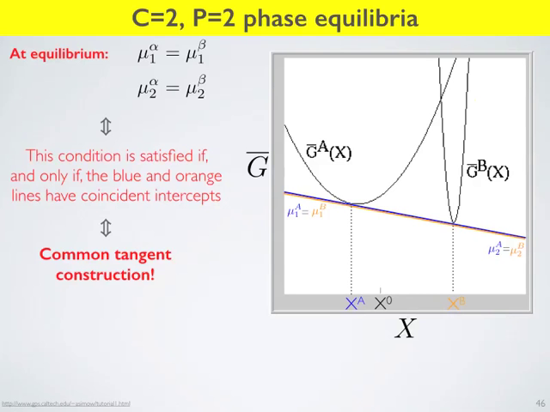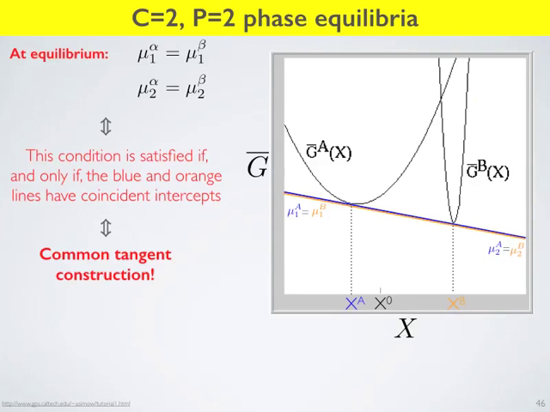So what does that now mean? It means that the chemical potential of component 1 in phase A is identical to the chemical potential of component 1 in phase B, because these intercepts are exactly the same point. Similarly, on this wall, the chemical potential of component 2 in phase A and component 2 in phase B are absolutely equal, because the tangent line intercept happens at the same point.